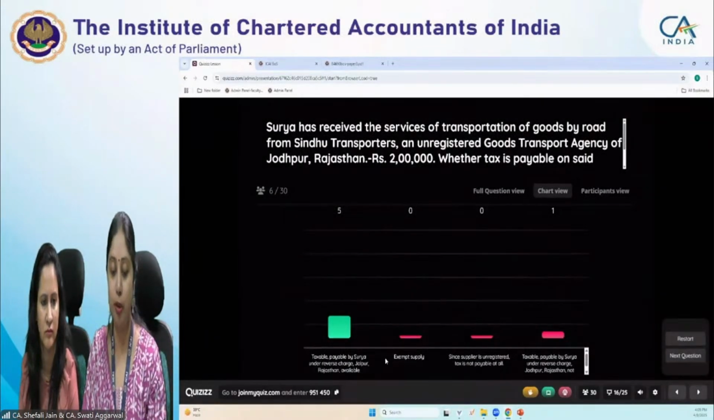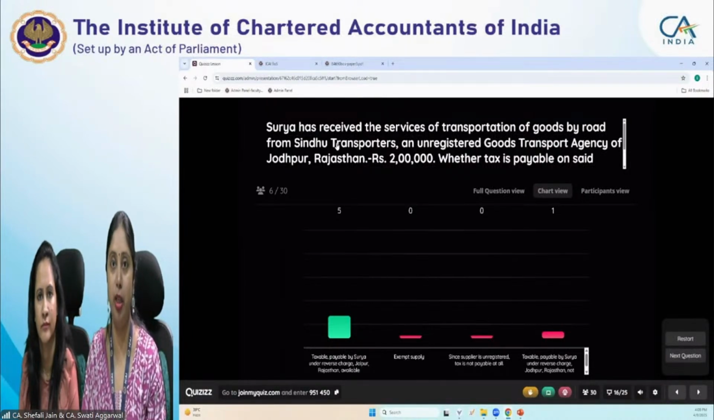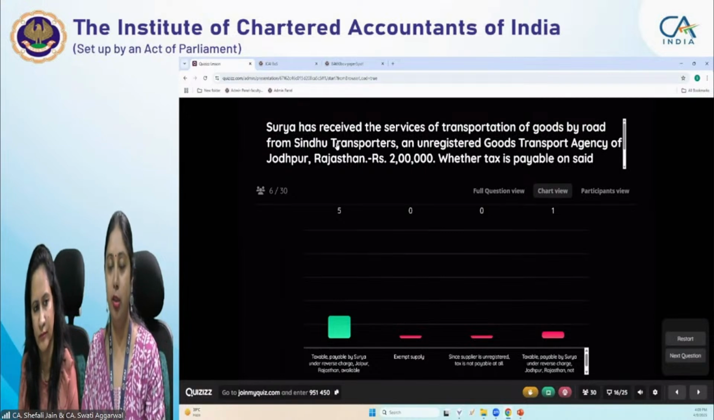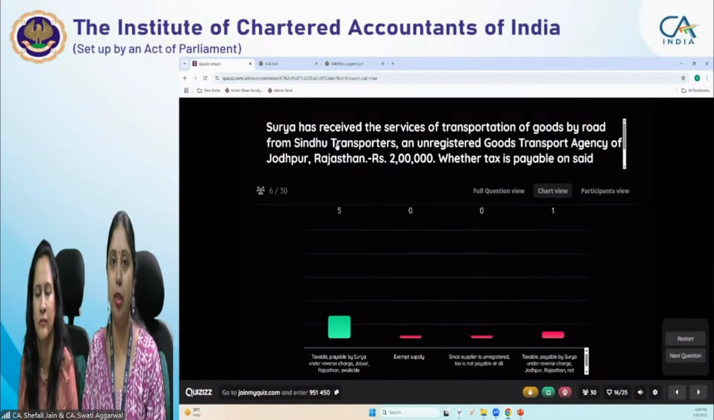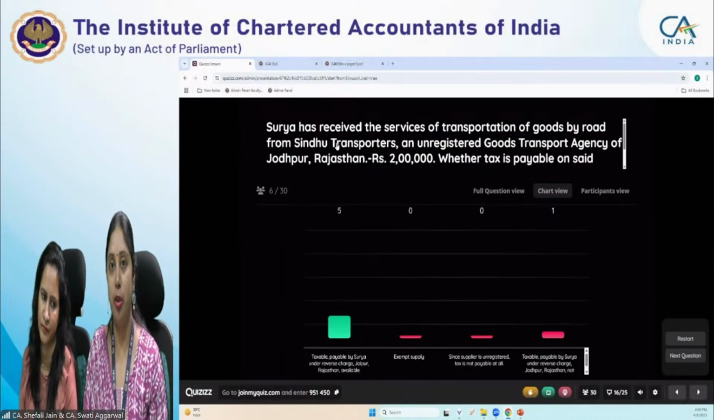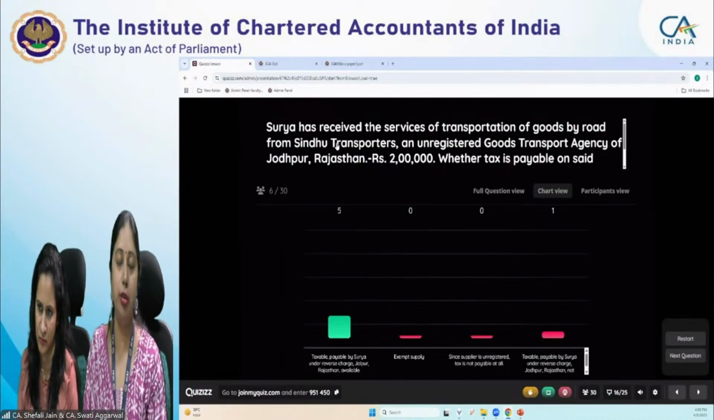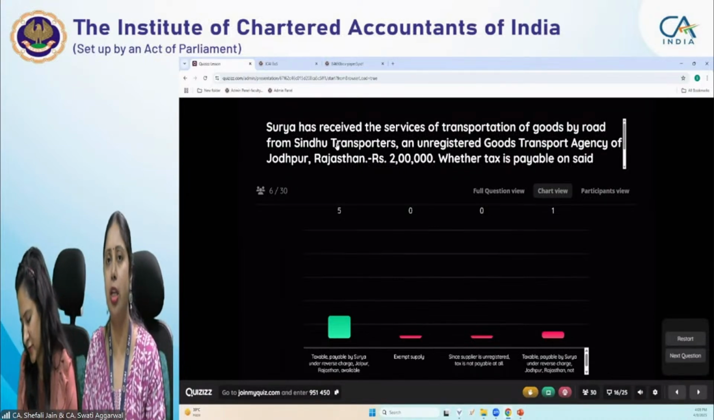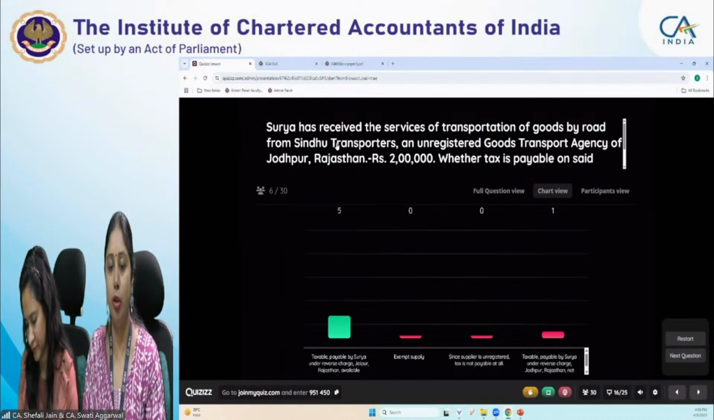In fact, I forgot one point to tell you, that is why it is payable under reverse charge: because Surya is a registered person. It is one of the specified recipients as per Notification No. 13/2017, which provides the provisions relating to the reverse charge. The recipient, if it is one of the specified recipients, so one of the specified recipients is the registered person. Though Surya is not a body corporate, factory, partnership firm, or society.